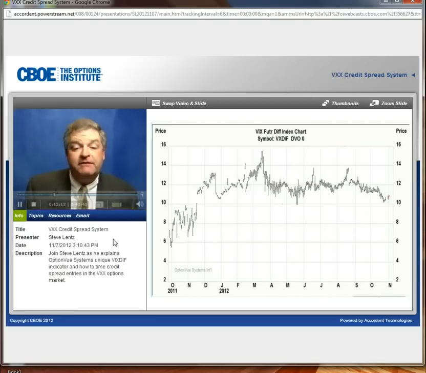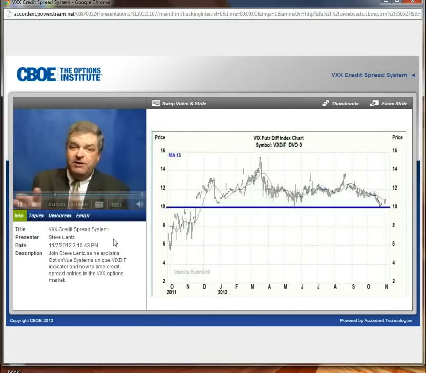All right, look at the VIX Diff. What we're going to do now is take a moving average of this. Remember, we're building an indicator, moving our way towards a VXX credit spread system. That's where we're headed, using this as an indicator. Now, we're going to plot a 15-day simple moving average on the VIX Diff, and we have 10 as the baseline. You see that?